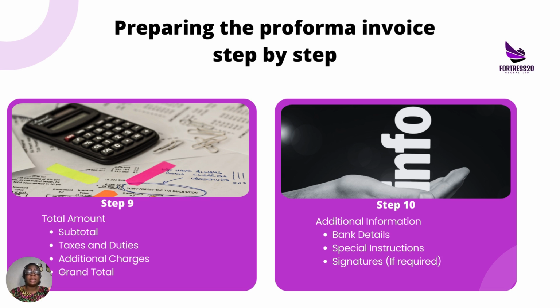For step 10, you need to provide additional information. These might include bank details, special instructions, or notes for the buyer, and then signature for the buyer, and typically it is the authorized representatives from both the buyer and sellers that sign the document.